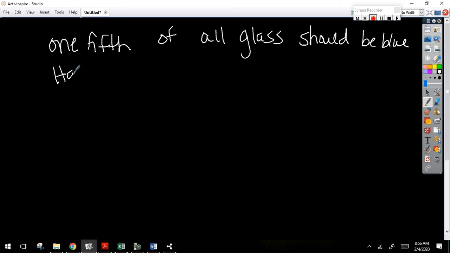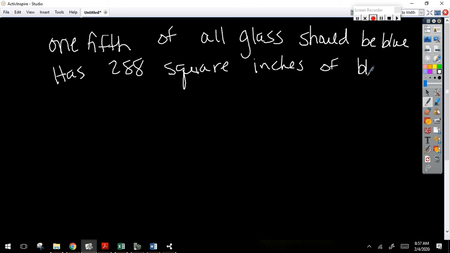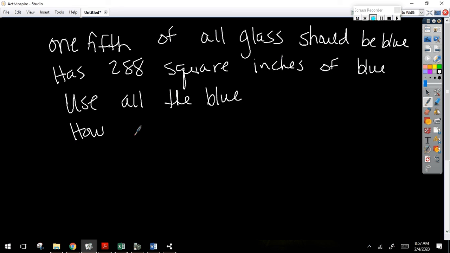She has 288 square inches of blue glass. She wants to use all the blue. So, wouldn't it be 288? How much of the other glass does she need?